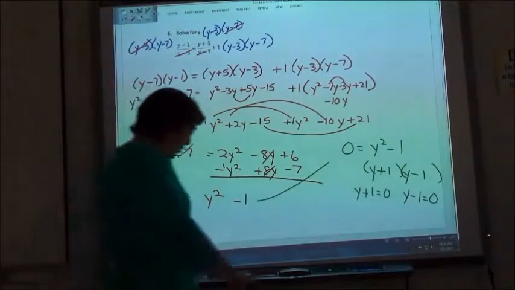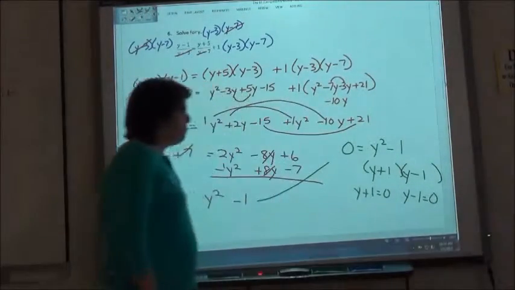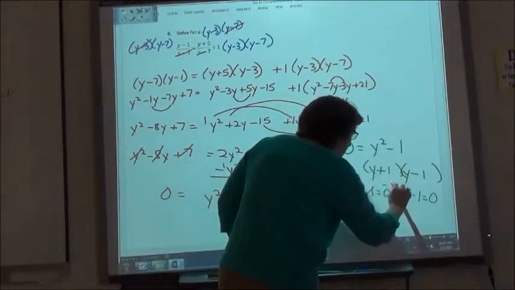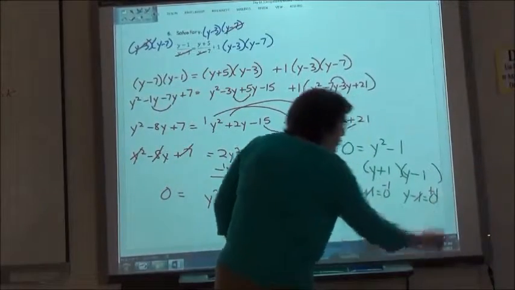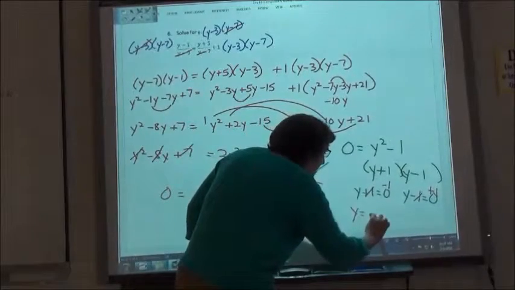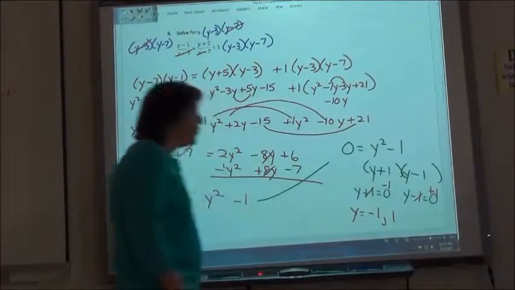Solving those, we would do what? Move our 1. So we're going to minus our 1 here, and plus our 1 there. And so we get negative 1 and positive 1 for our 2 answers, right?